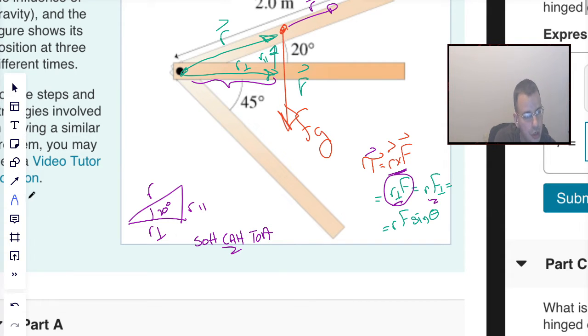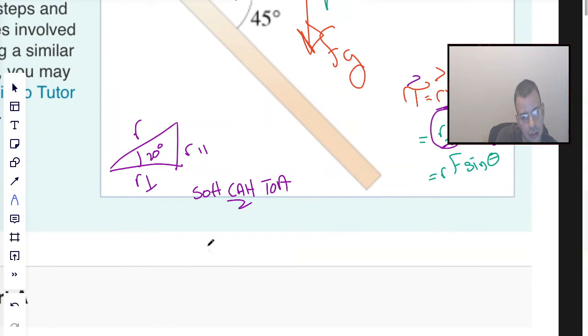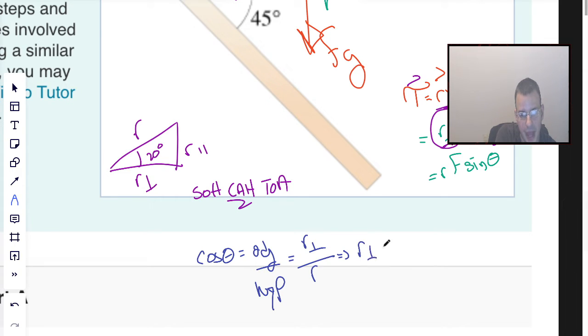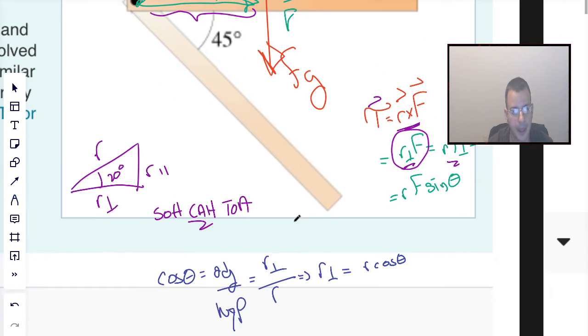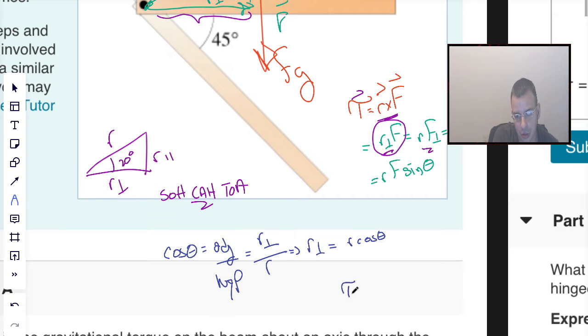To find R perpendicular, we're going to use cosine theta. So cosine theta equals adjacent over hypotenuse, which is R perpendicular over R, the total R. Therefore, the magnitude of R perpendicular is going to be R cosine theta, where this theta is actually this angle right here. And so we're going to use that idea. So torque equals R cosine theta times force of gravity, where R is going to equal L over 2, because we're going to use the center of mass of the beam.